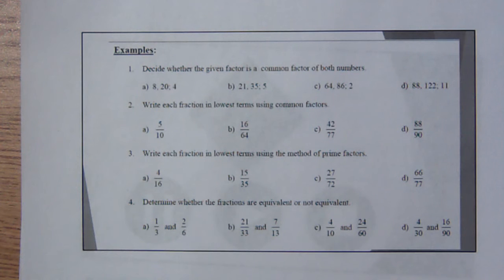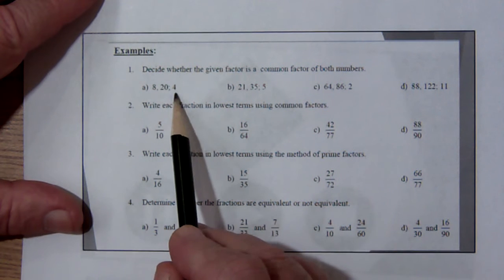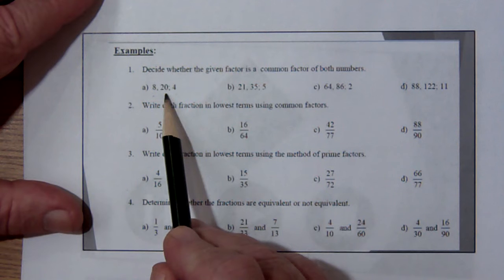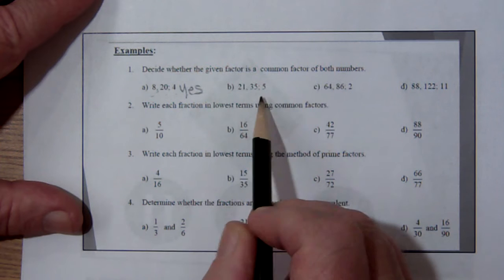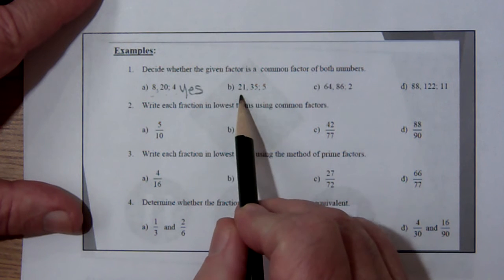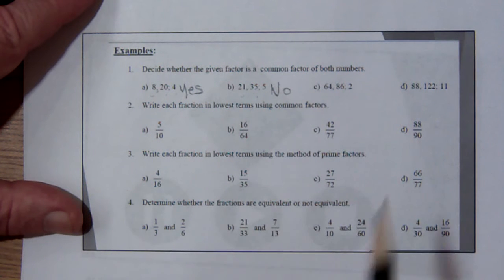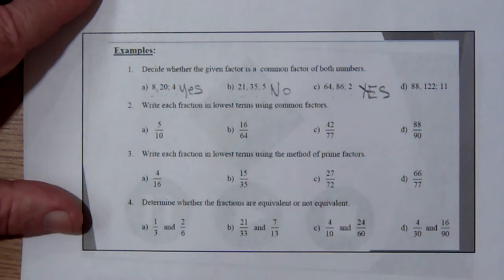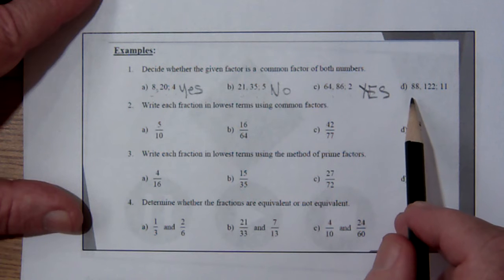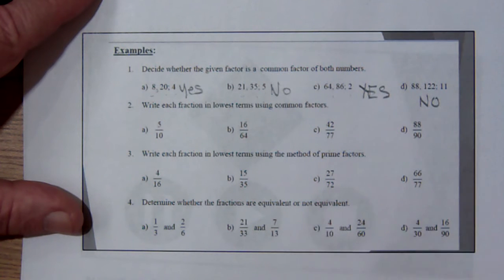Now we're back. So what we want to do in this topic is decide whether the given factor, in this case 4, is a factor of both 20 and 8. And the answer is yes. Here we're asking, is 5 a factor of both 35 and 21? It is a factor of 35 but not 21, so the answer is going to be no. 2 will go into both of these because they're both even numbers, so that is a yes. And here 11 will go into 88, but 11 will not go into 122, so the answer there is no.